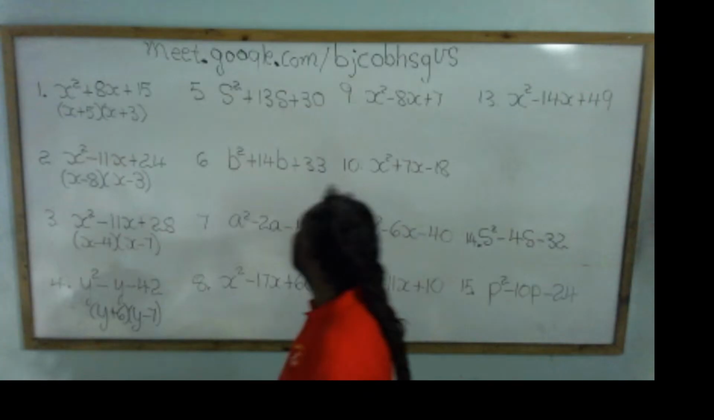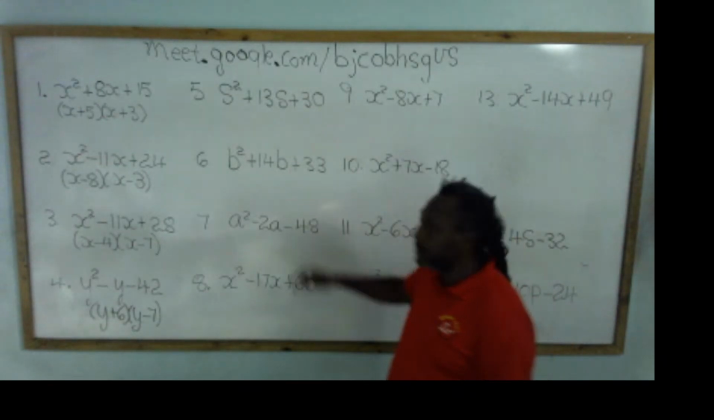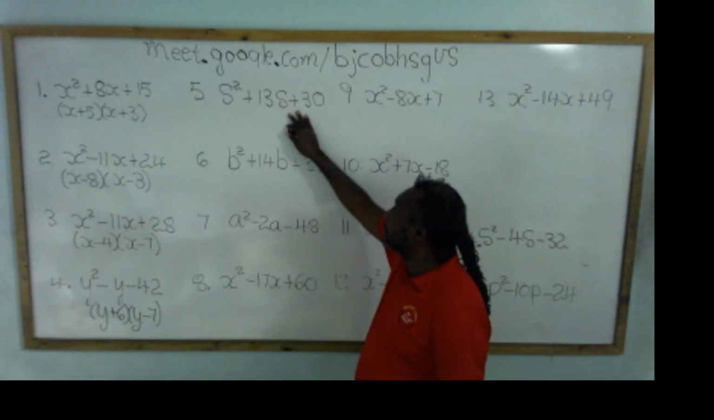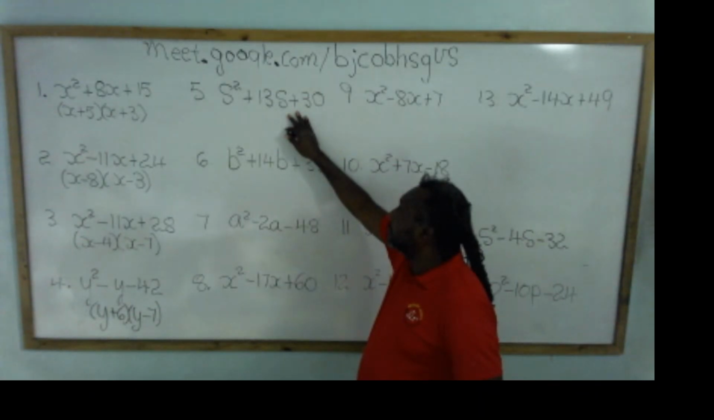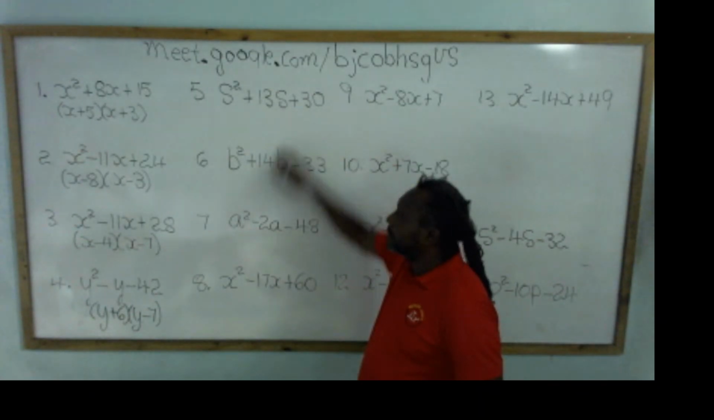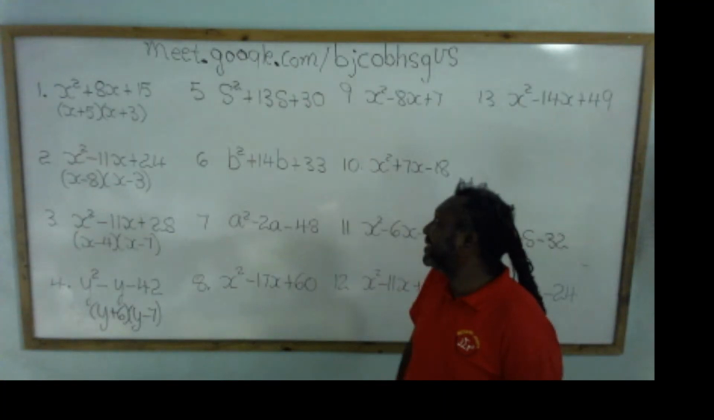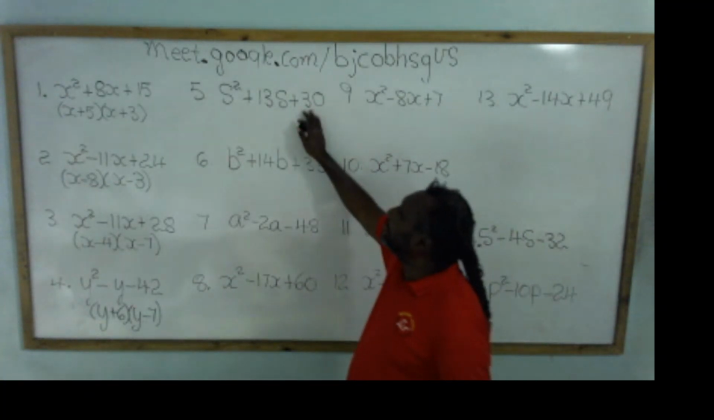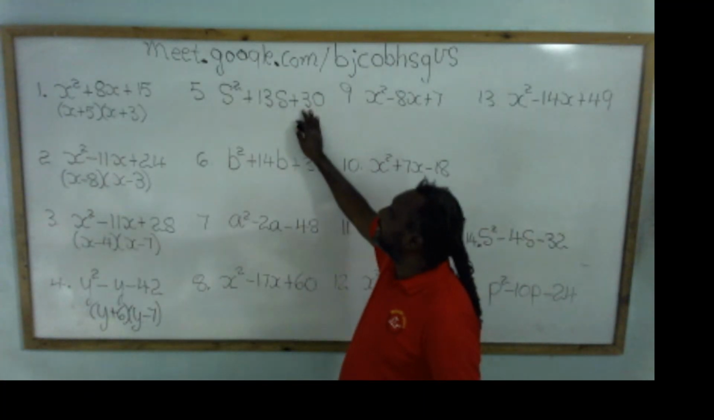Let's go with this one. That one is nice. Two numbers to multiply to give 30, and when you add them, the result is 13.